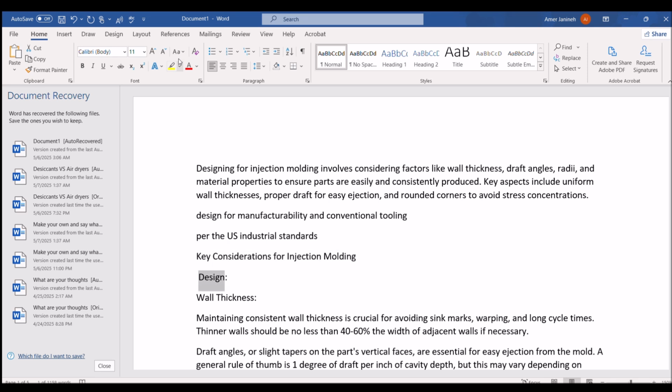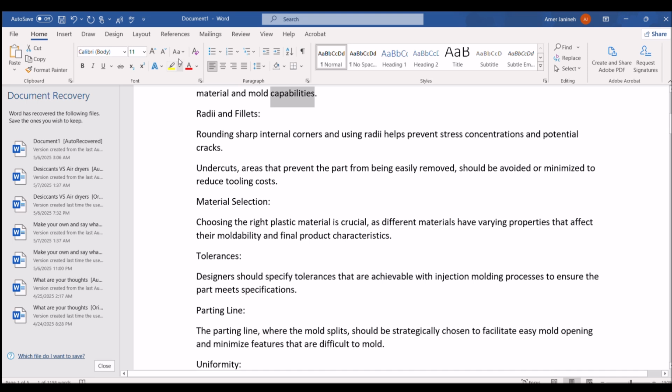Design. Wall thickness. Maintaining consistent wall thickness is crucial for avoiding sink marks, warping, and long cycle times. Thinner walls should be no less than 40 to 60% the width of adjacent walls if necessary. Draft angles, or slight tapers on the part's vertical faces, are essential for easy ejection from the mold. A general rule of thumb is 1 degree of draft per inch of cavity depth, but this may vary depending on material and mold capabilities.